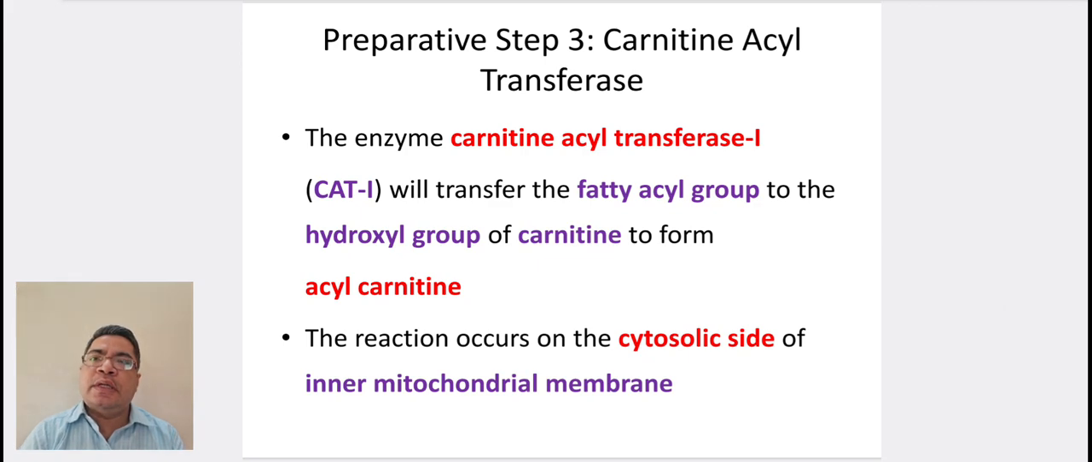Preparative step 3, carnitine acyl transferase. The enzyme carnitine acyl transferase 1, that is CAT1, will transfer the fatty acyl group to the hydroxyl group of carnitine to form acyl carnitine. The reaction occurs on the cytosolic side of inner mitochondrial membrane.